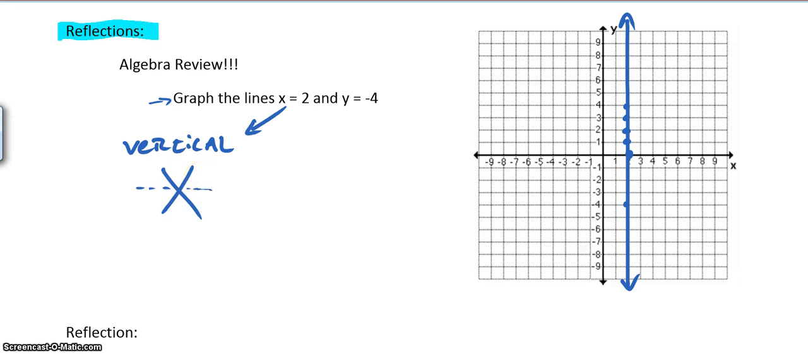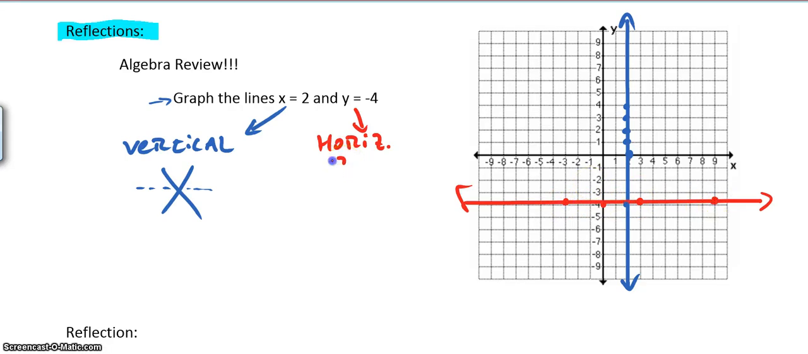Alright, and then we have y equals negative 4. Now, y equals are horizontal lines, for the same reason. So y is negative 4 right here, and it's a horizontal line, so horizontal, side to side. And again, if you think about it, everywhere on this line, y equals negative 4. Here's (3, negative 4), (negative 3, negative 4), (9, negative 4), and so on and so forth.